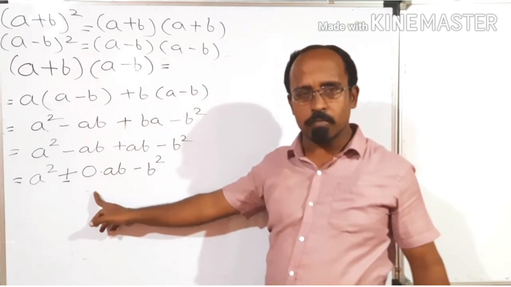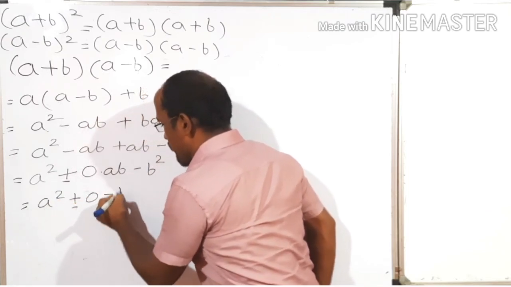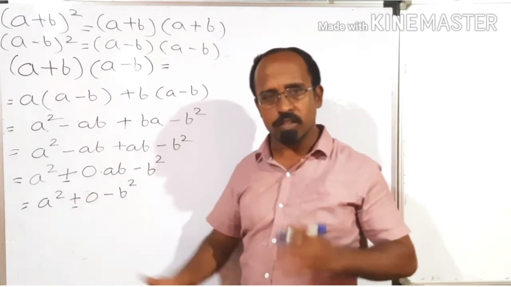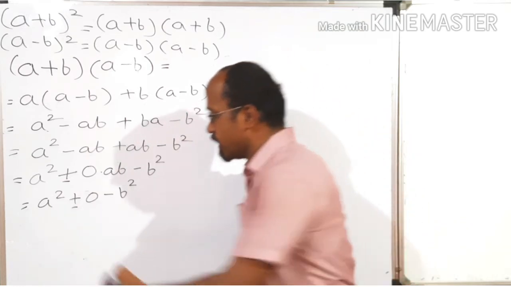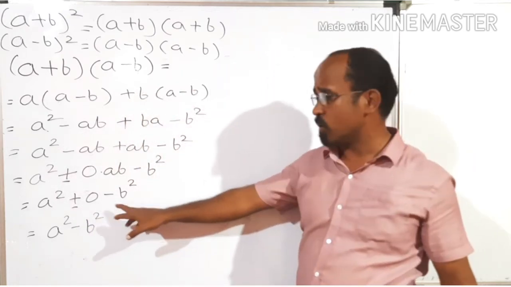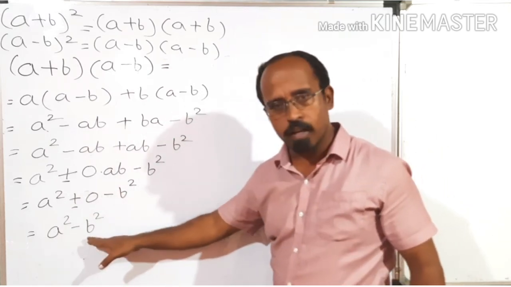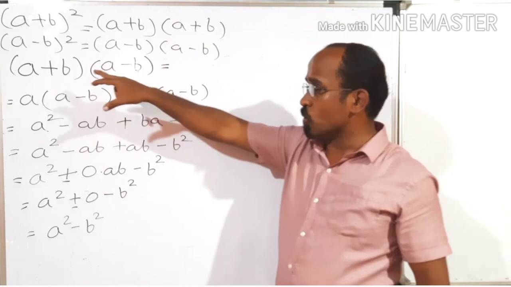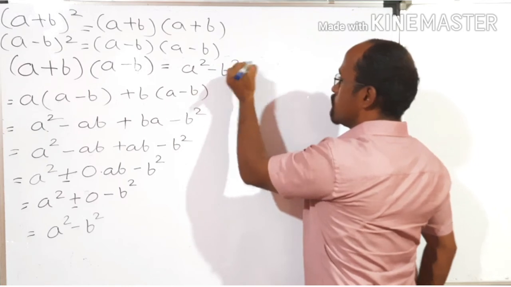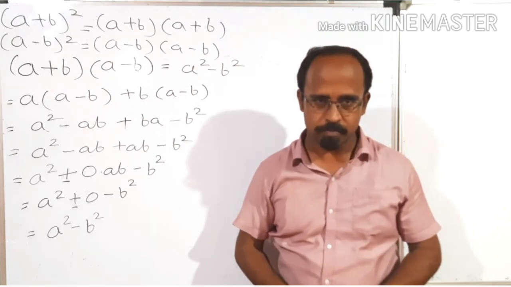Now 0 multiplied by any number, answer is 0, which eventually equals to a square plus or minus 0 minus b square. Adding or subtracting 0 in any value doesn't change the value. So finally a square minus b square will be as it is, because addition or subtraction of 0 will not change this a square minus b square. Hence this is our final answer, because both of the terms are unlike. So (a plus b) into (a minus b) is equals to a square minus b square. This is how we derive the formula for (a plus b) into (a minus b). Okay friends.